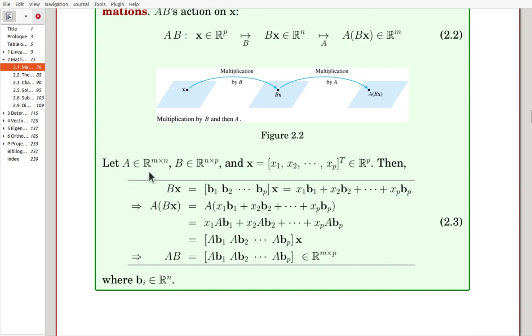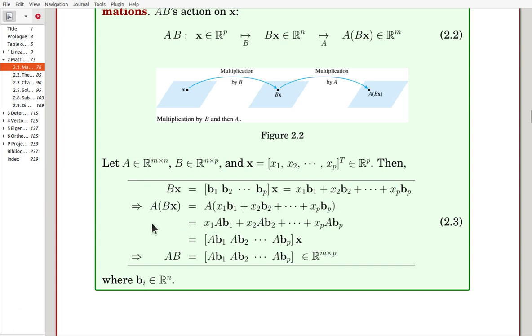Okay, A is n by n. Now B is n by p. Then X is a vector in R^p. Then, okay, BX: earlier we learned that BX can be written in this way, as a linear combination of the columns of B. So B has columns and X has entries, so it can be written in this way.